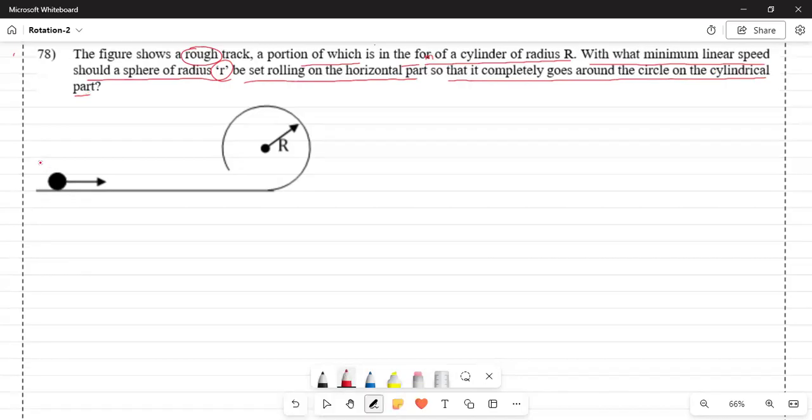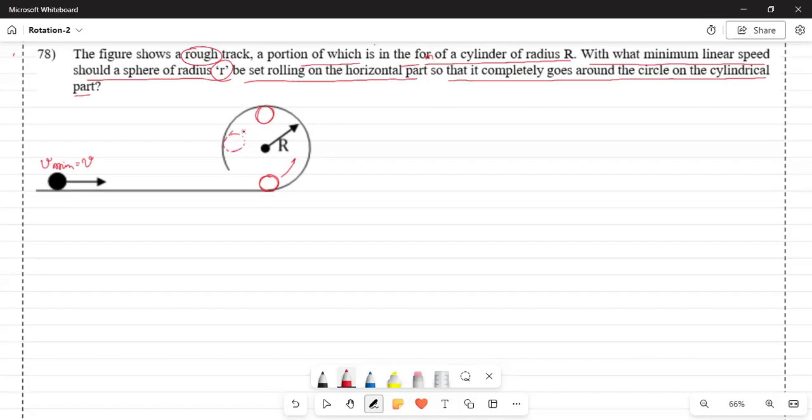Let us consider the minimum speed, V minimum. Let us say this is V. Now, this small ball will at some time come here. And then if it has got enough kinetic energy, it will follow this track and go to the top here, like this. It is needless to say that once it can reach the top, it will evidently follow the track and come down and make a complete circle.